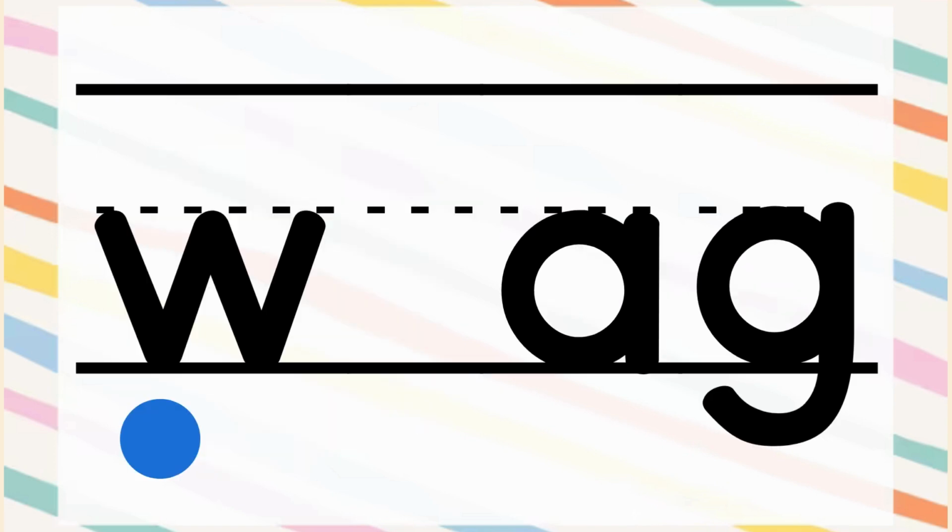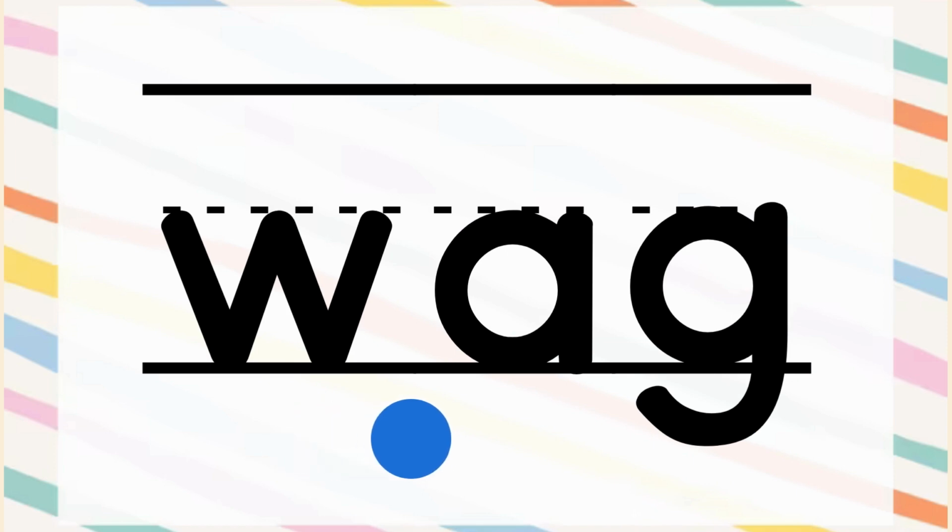The sound of W is W, and AG is ag. So when we blend it together, it becomes W, ag, wag.